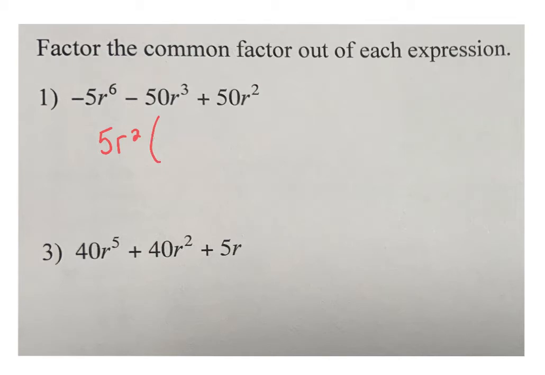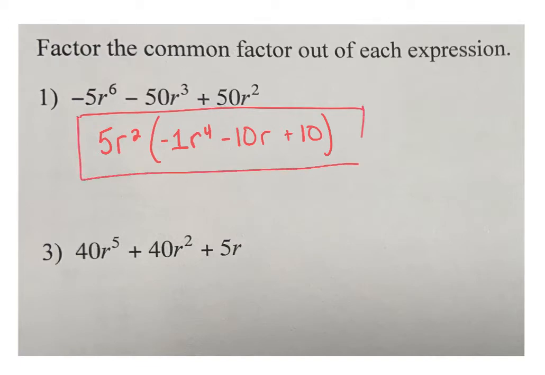5 divided by 5 is 1, right? Actually negative 5 divided by 5 is -1, right? And then this term started with 6 r's. How many did we take out? 2. So we have 4 left over. -50 divided by 5 is -10. And how many r's are left in this group? 1. And then +50 divided by 5 is going to be 10. We took out both r's. There are none left. So this would be your factoring here, just taking out the greatest common factor.